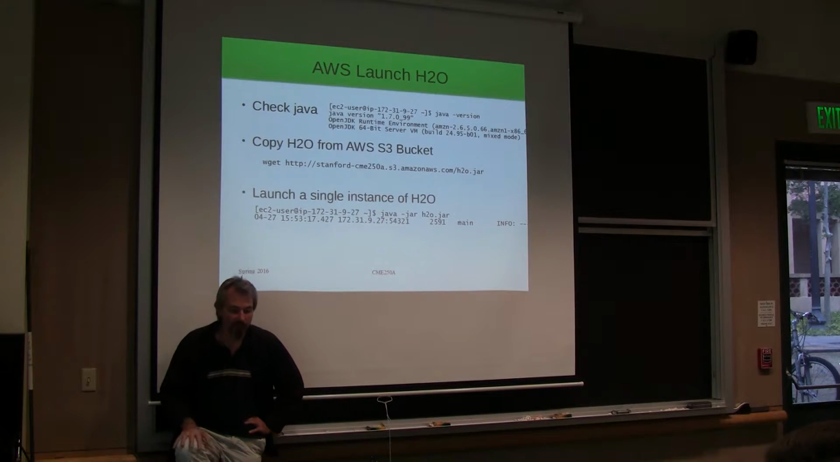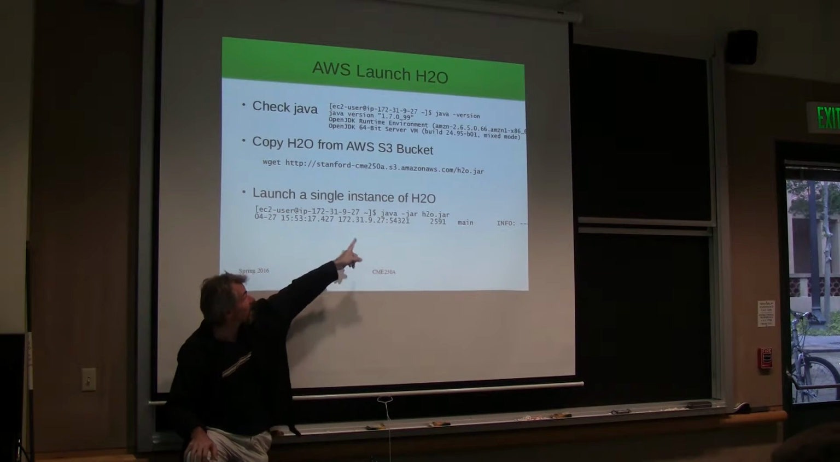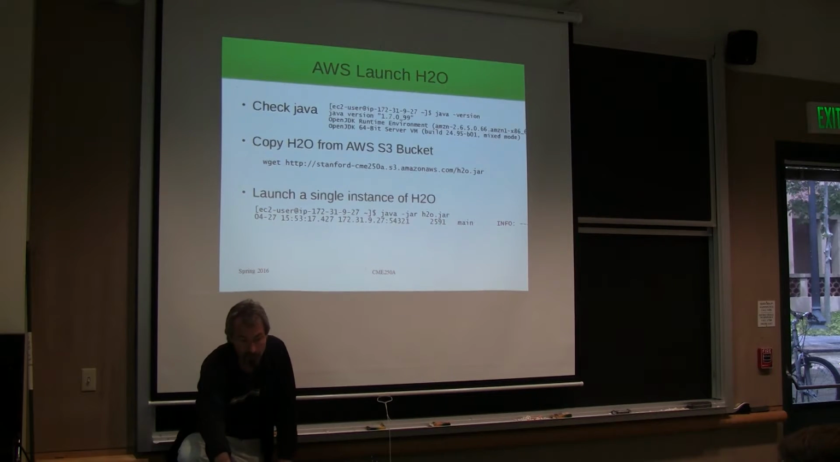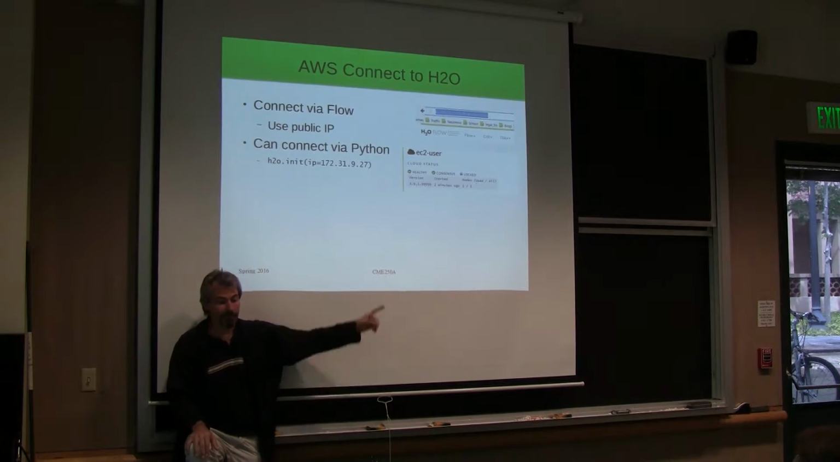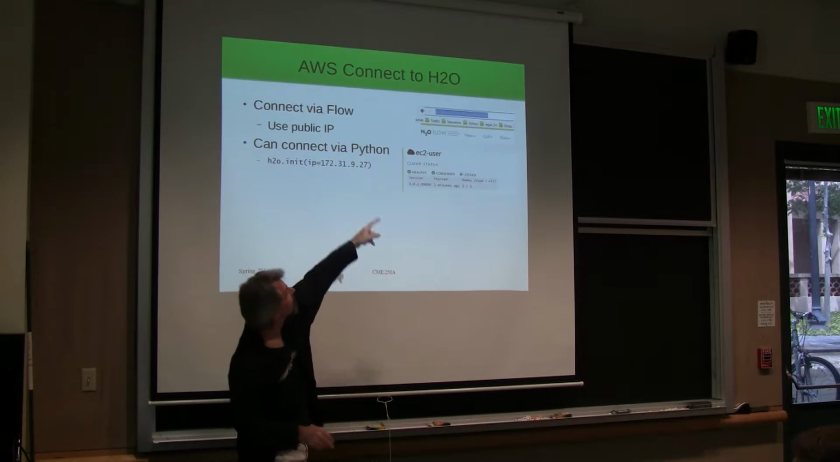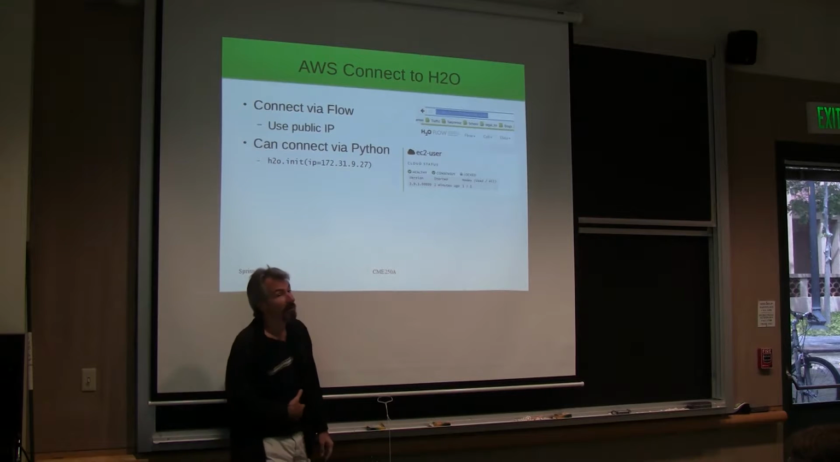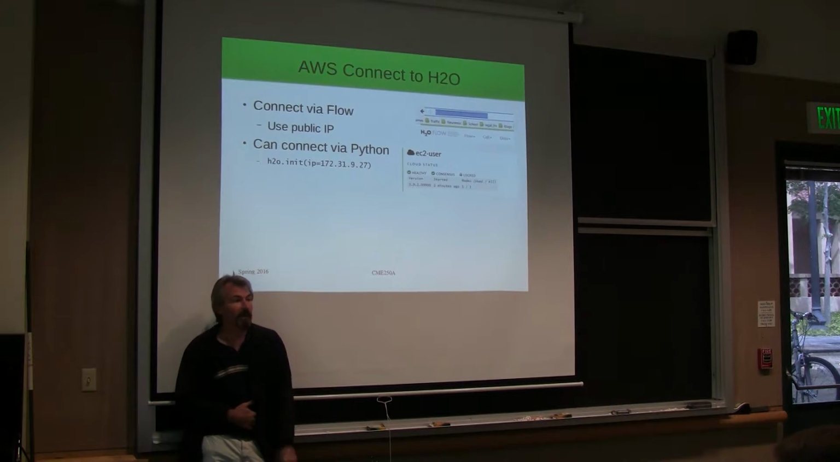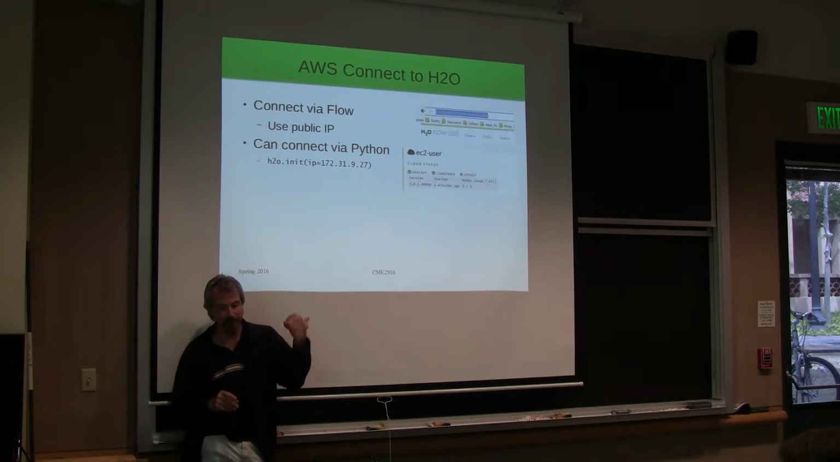Right? Okay, so the last thing is that once I got my jar file, I was able to launch. And then I was able to reach into it from Flow or connect to it via Python. I'm not showing it up here, but I used the public IP address on Flow, and then it got me into the web GUI. And from the web GUI, I can see instances and see I have a cluster of 1. I can load data. I can carry on from there.